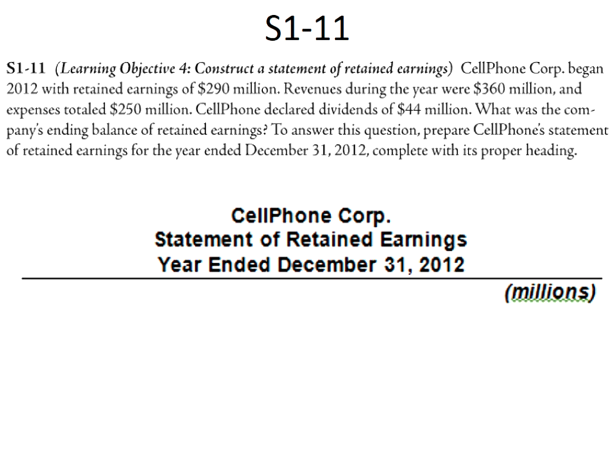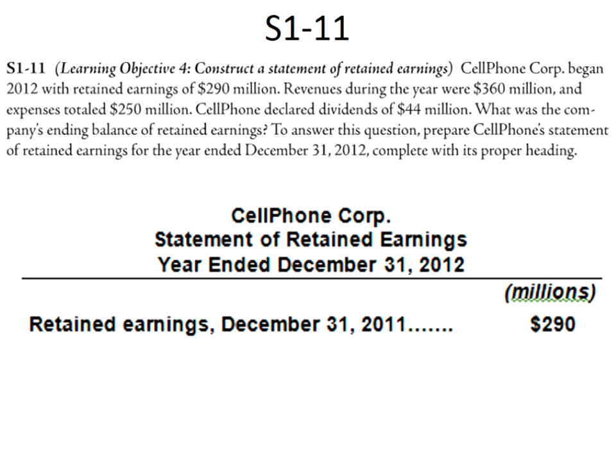Okay, so we have the name of the company first, the name of the statement next, and then the date. Again, the statement of retained earnings is for a period of time. So this is for the year ended. And again, we're doing millions, so we'll go on.